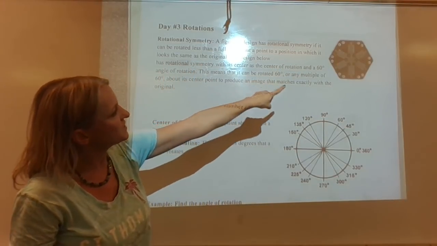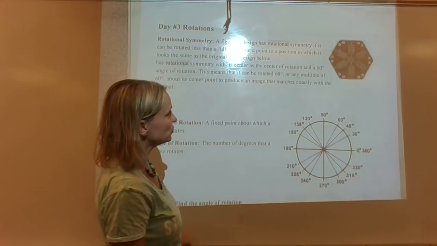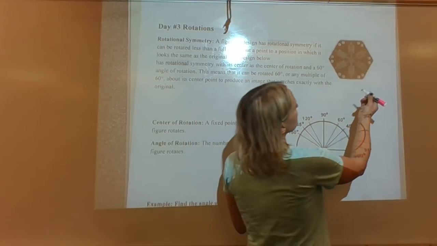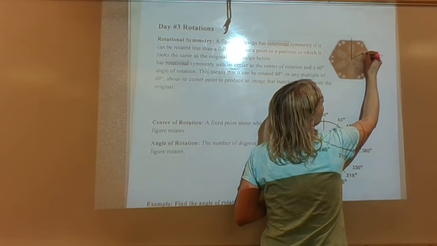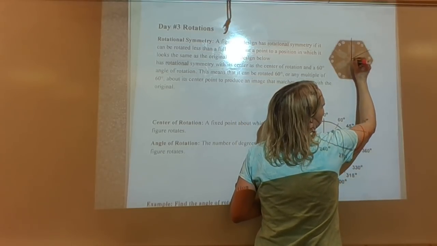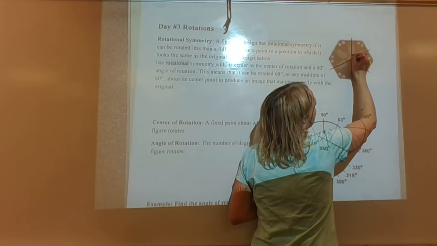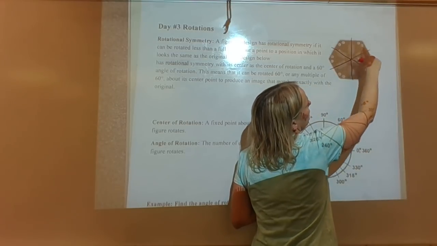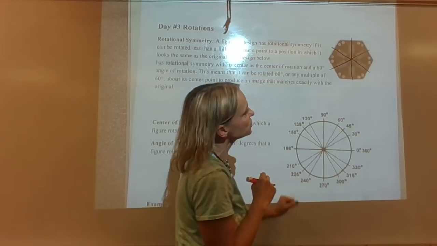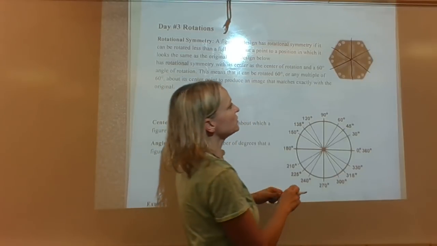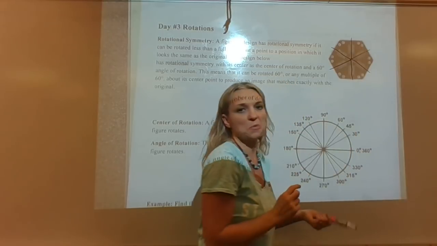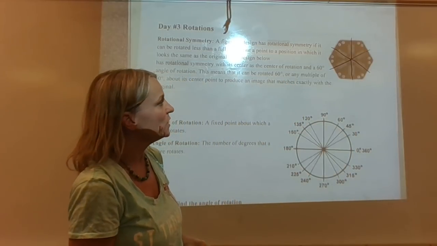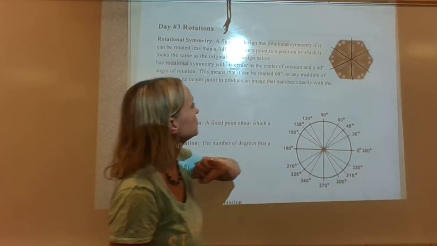Okay, so this design has rotational symmetry because you'll notice we could take it and split it into some equal parts. I drew a line right through the middle of all these little sections here. You'll notice that all 6 of these sections are identical. So if I took this shape and I turned this point from here to right here, it would look exactly the same. So we can say that this has rotational symmetry.